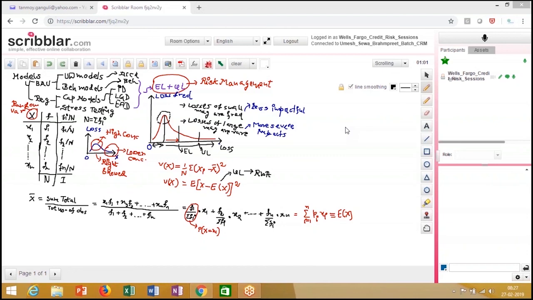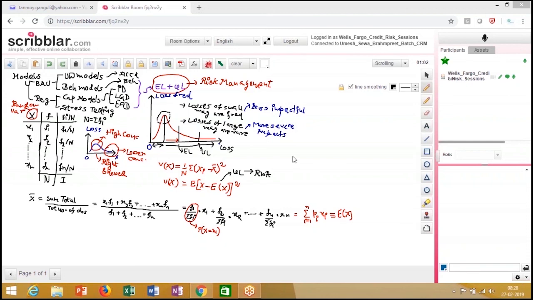Okay, so this wants me to clarify the formula for the unexpected loss. First of all, Umesh, this is not the actual formula for unexpected loss, right? This is the concept of what a variance is about. So what is a variance? A variance is a variation from the central value, right? So if you have a mean, the mean is a representative value for the set of observations, but all the observations are not equal to the mean, right?